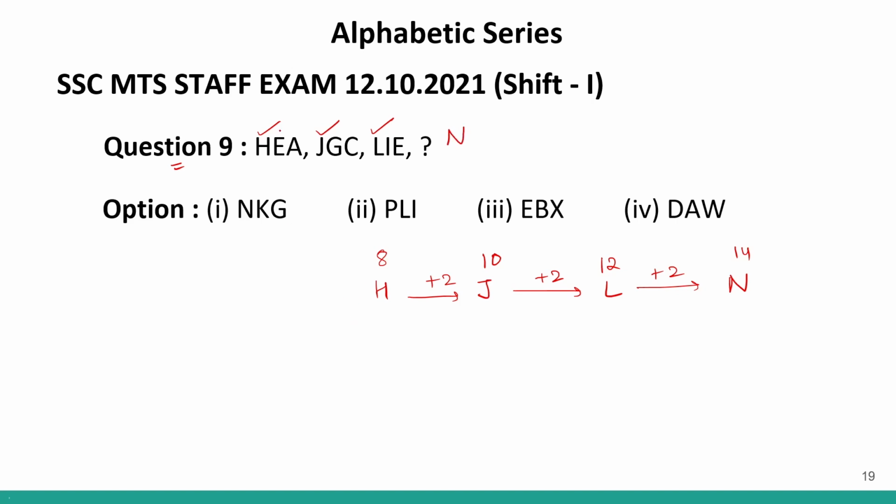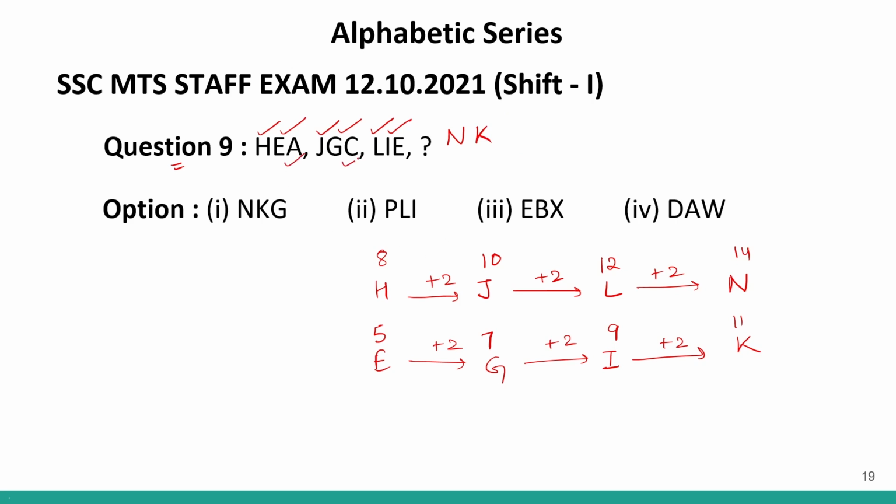Correct? E, G, I. So, E, G, I. E is 5. G is 7. I is 9. Correct? So, this is also plus 2. This is also plus 2. We will move forward plus 2. So, if I add 2 in 9, I will get 11th position at which we have K. So, the next word will be K.